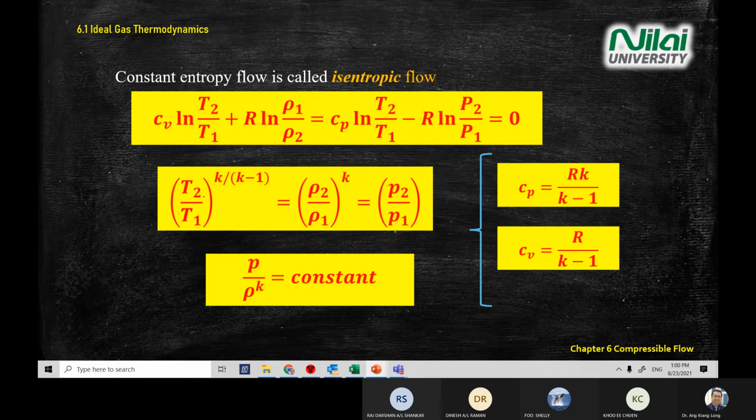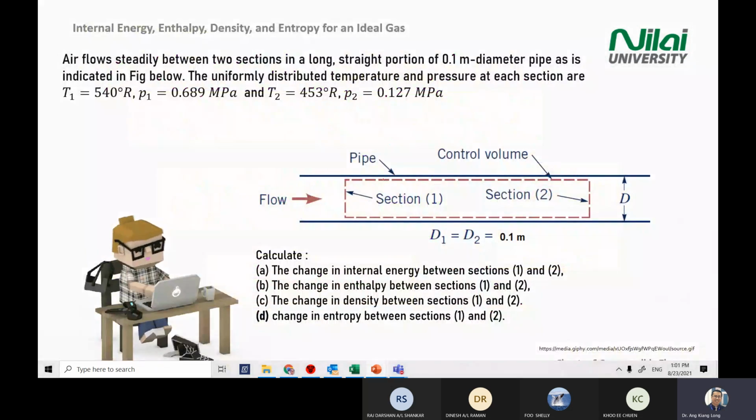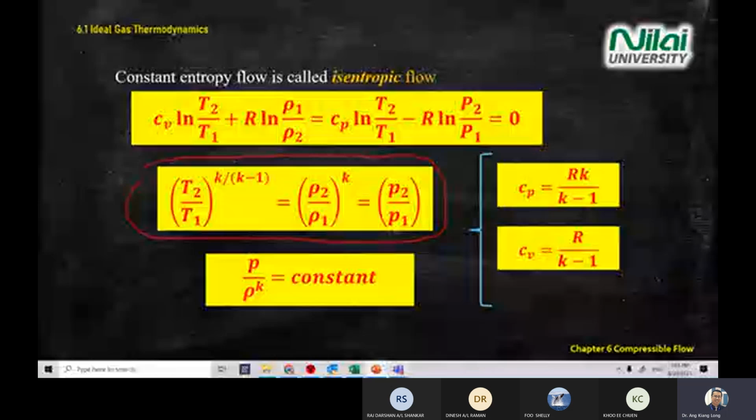If you rewrite the equation, another equation you derive from above is pressure divided by density to the power k, which gives a constant value. What is important to memorize, when you try to solve ideal gas isentropic flow, is that the middle equation will help you solve almost 80% of the questions. So put this one somewhere. This is a very important equation when you try to solve ideal gas thermodynamic questions. All right, we will come back to this tutorial question after a short break. Okay, let me stop the recording.